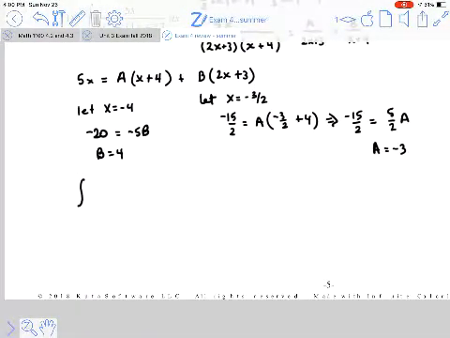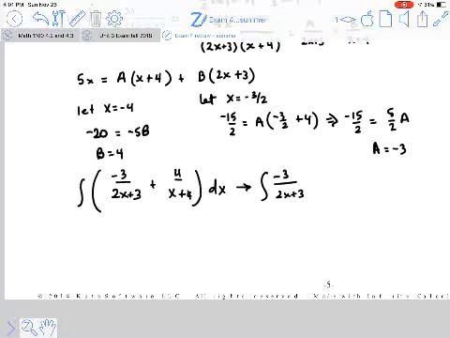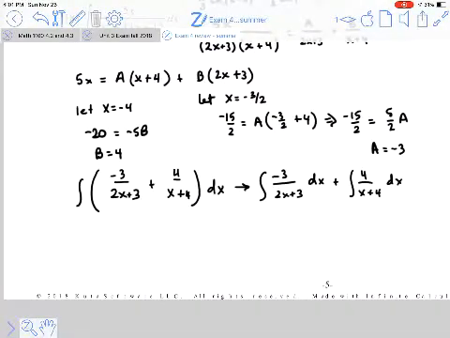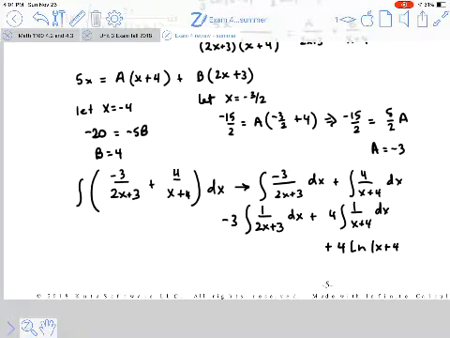So the original problem is the antiderivative, rather than one rational expression, it's the partial fractions a over 2x plus 3 plus b over x plus 4. And then we can separate that into two antiderivatives. Now I'm going to move that -3. This one is just going to be 4 times the natural log of x plus 4.